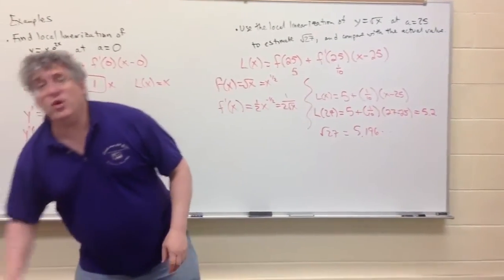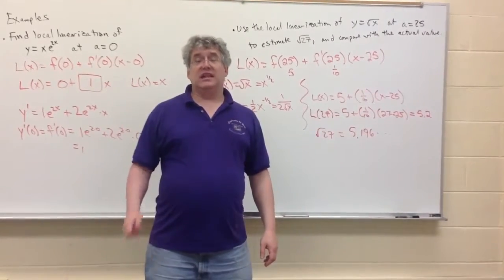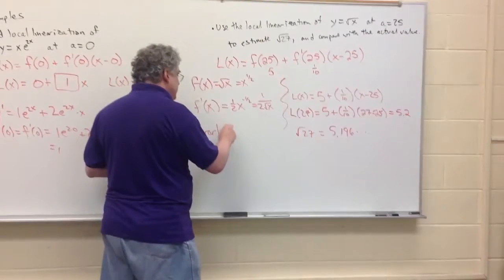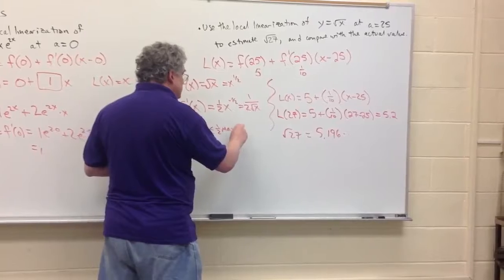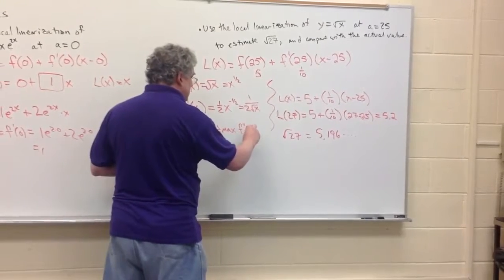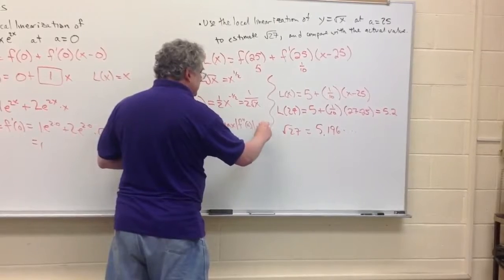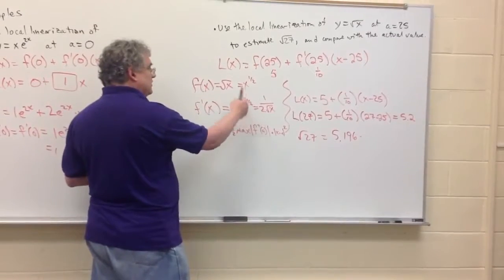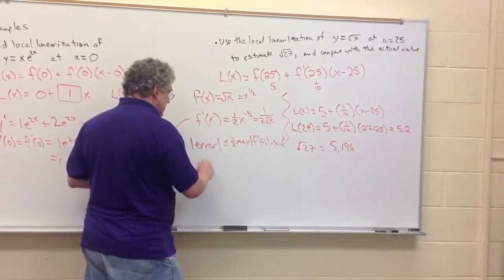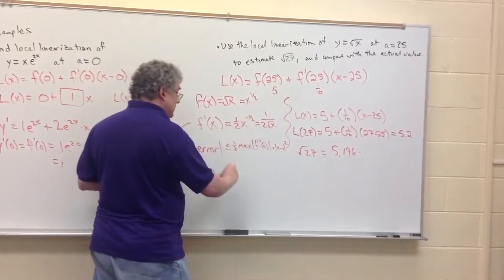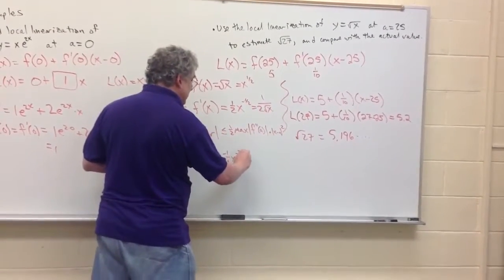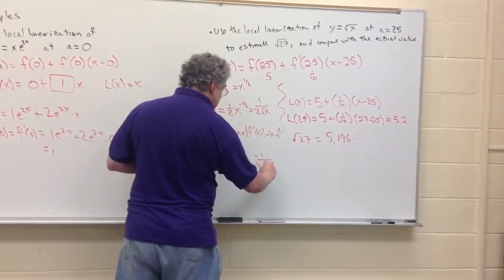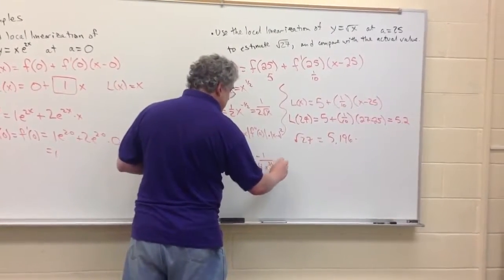An interesting question: how close would the formula actually predict it to be? Let's do the error bound. Remember, the error bound says the error, whatever it is, has to be less than 1/2 times the max of the second derivative in absolute value times the distance you are away squared. Now, the second derivative would be the derivative of this one. Take the derivative of that, you get minus 1/4 x to the minus 3/2, or minus 1 over 4 x to the 3/2. Might as well just use it that way.